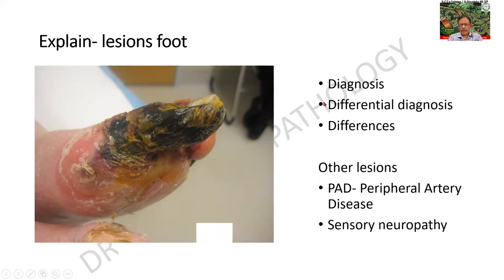So you people should know what the differential diagnoses are, the difference between a dry gangrene and a wet gangrene, etc. The other lesions in the foot can be peripheral artery disease. In peripheral artery disease, narrowing can be there, leading to necrosis, or there can be a sensory neuropathy. And the patient will not have any sensation at all. He will get repeatedly traumatized by means of pricks, etc. There can be ulcers at the foot. Also, there can be auto amputation of the digits, which can happen because of traumatization.